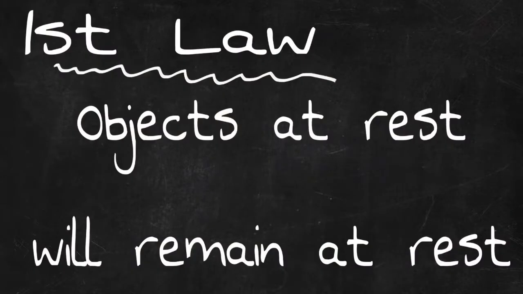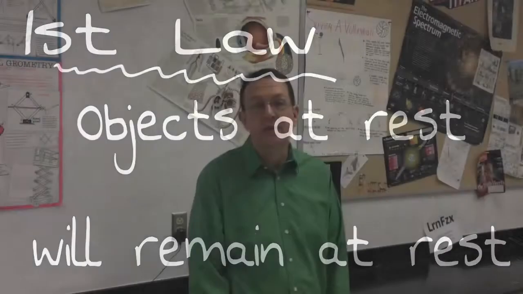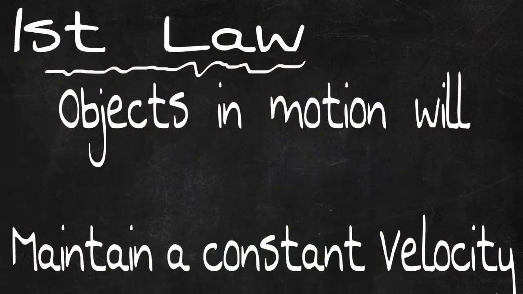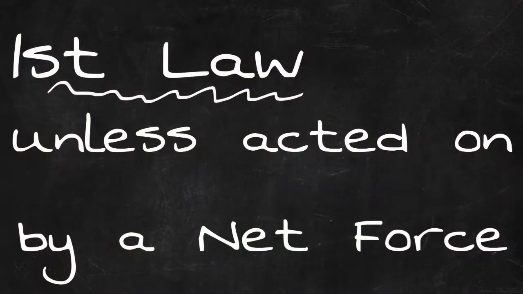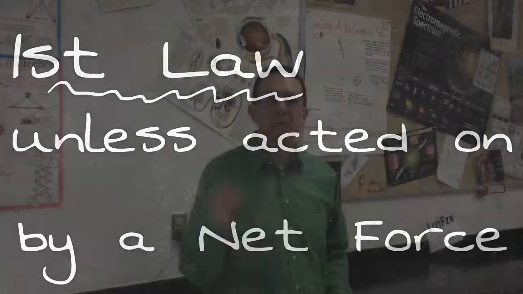So we have to go to the word will. Objects at rest will stay at rest. And objects in motion will maintain a constant velocity, or will stay at a constant speed in a straight line, unless acted upon by a net force. Objects will do this unless acted upon by a net force. Objects will maintain a constant velocity unless acted upon by a net force. New language, consistently do not use tend anymore.